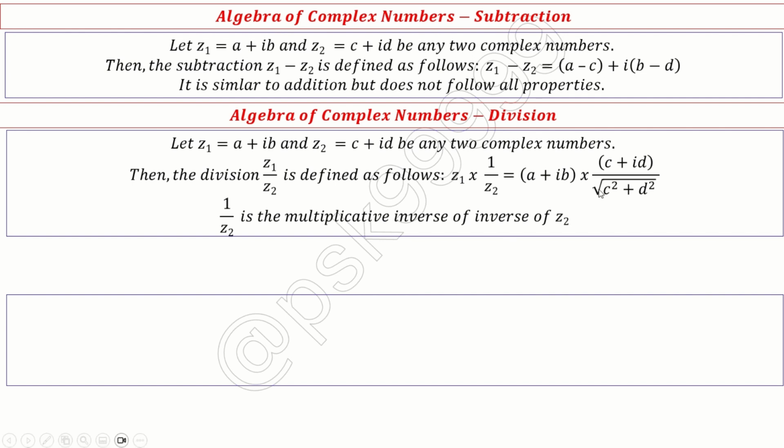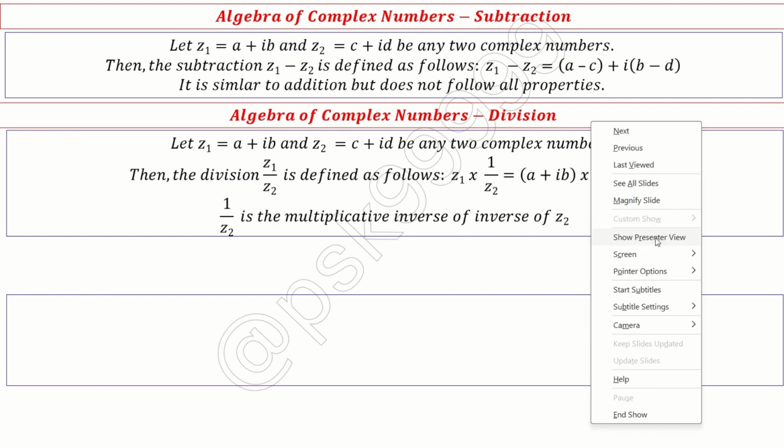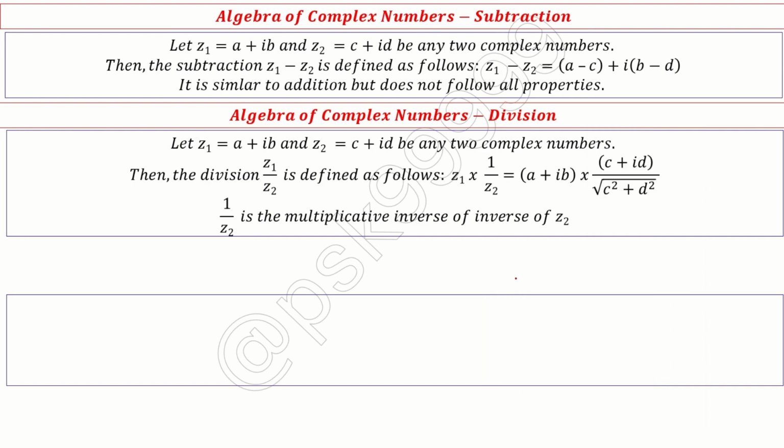Sorry, there should not be any square root. Basically, find out the multiplicative inverse of z2 and then multiply with that number. There should not be any square root here. You can find out when you find the multiplicative inverse. At that time you get it. Okay. Next.